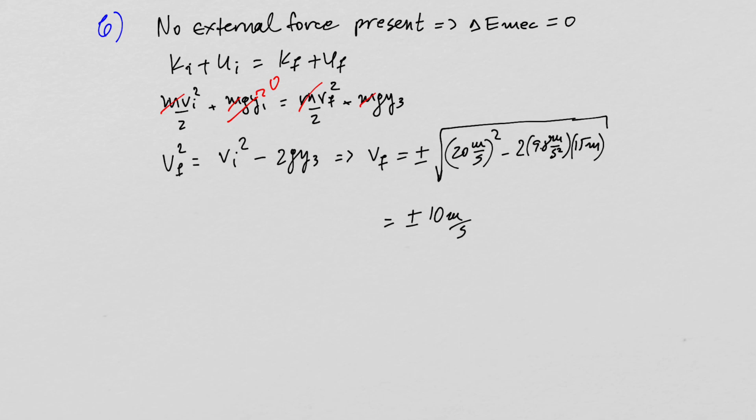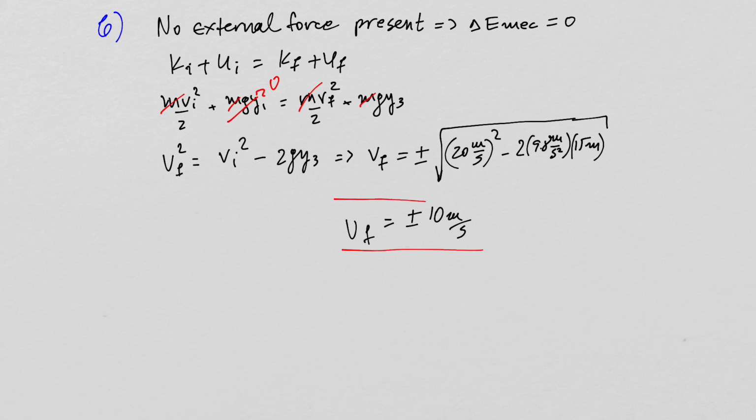The expression that I get for the final velocity is v final is the square root of v initial squared minus 2 times g y3, and plus or minus, of course. So that is going to give me, when I substitute the known values, that v final is plus or minus 10 meters per second.